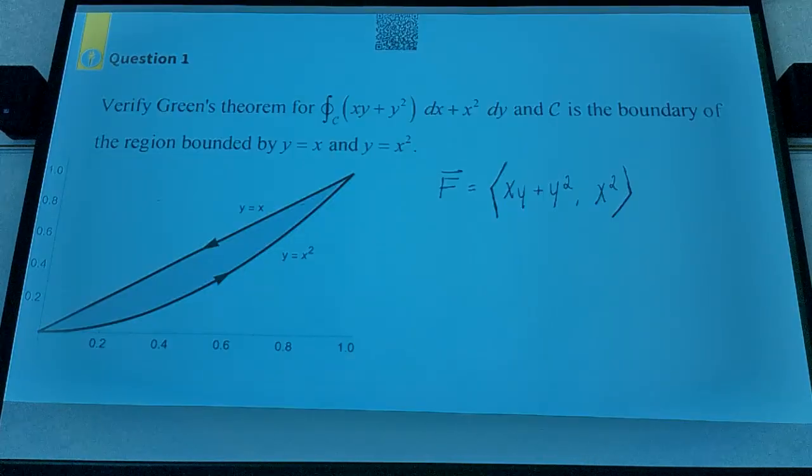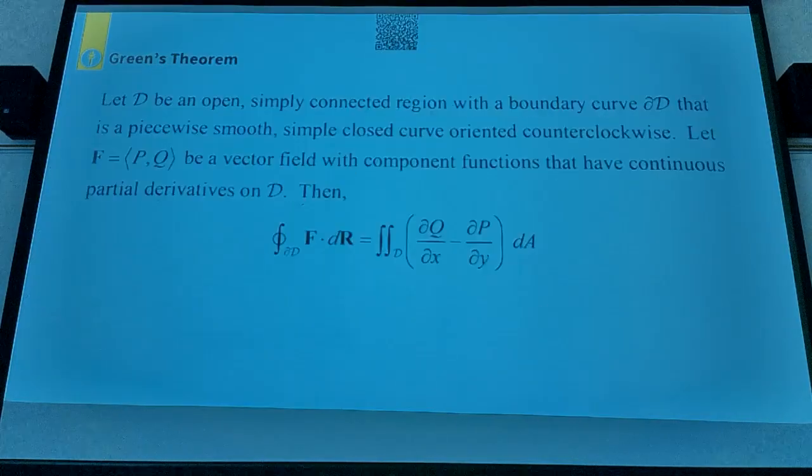With this problem, I'm going to write out what P and Q are. My first component is xy plus y squared. Second component, Q, x squared. Remember, we're verifying Green's theorem. That means we have to calculate both sides. We have to calculate the circulation, and then we have to calculate the double integral and show that they are the same. Keep in mind, verifying is not a proof.